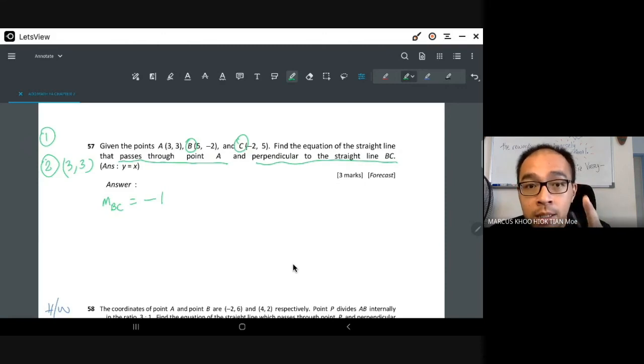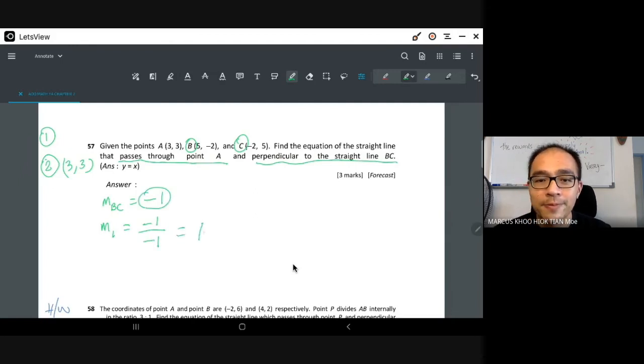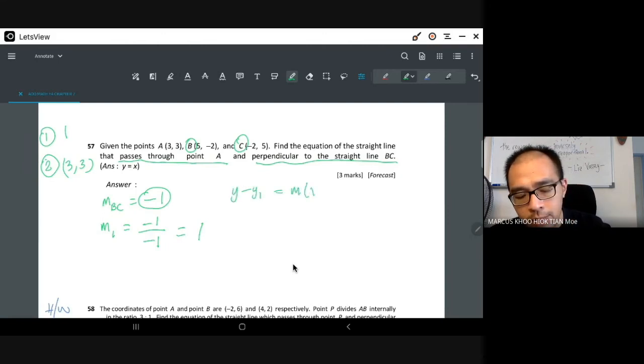But now remember, the gradient that we want is not the same as the gradient of BC. It is perpendicular to BC. So the gradient that we want is m1 equals negative 1 over this gradient, negative 1, which is 1. So easy. The gradient is 1, and the point is 3 and 3. We can substitute into y minus y1 equals m(x minus x1).